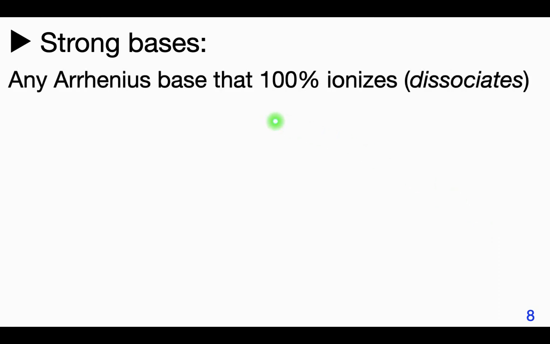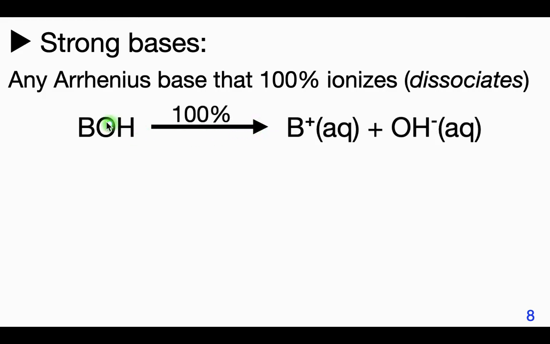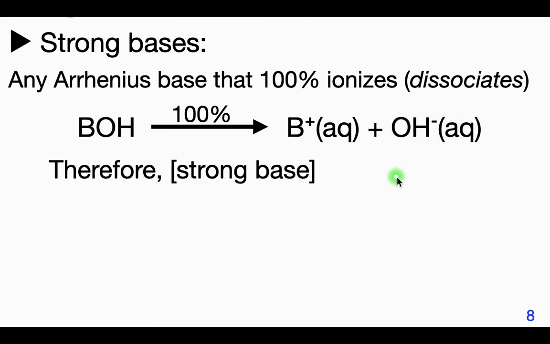Okay, strong bases. Any Arrhenius base that 100% ionizes dissociates. Now remember, an Arrhenius base contains the hydroxide ion. So this would not necessarily be a Bronsted-Lowry base. It 100% ionizes, so this is just like a strong acid. Rather than 100% ionizing to form hydrogen ions, it 100% ionizes to form hydroxide ions. Therefore, the concentration of the base is equal to the concentration of the hydroxide ion.